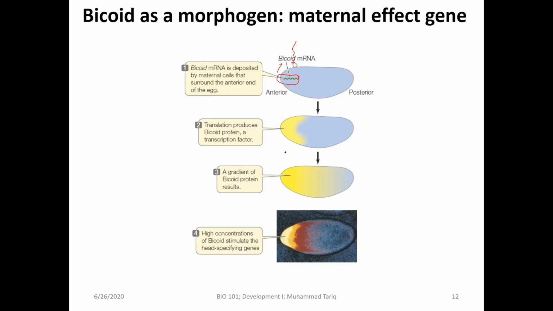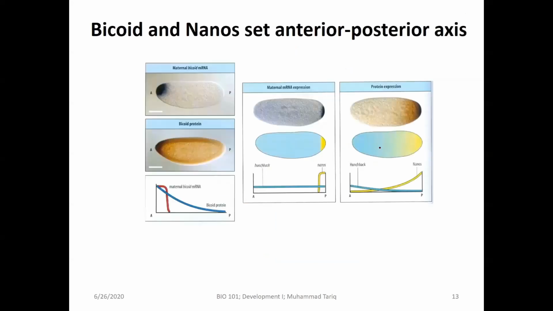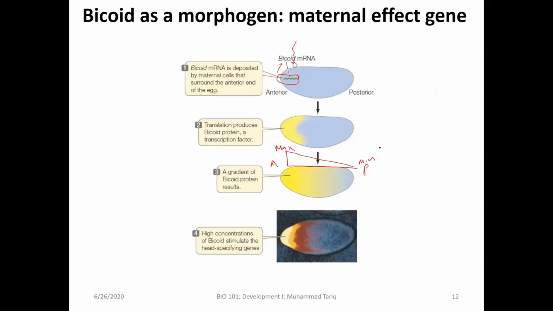And what we see is, on the anterior side, maximum concentration, and on the posterior side, minimum. And all the other anterior or posterior morphogen gradients will be established. Now, what is bicoid? Bicoid is basically a transcription factor.